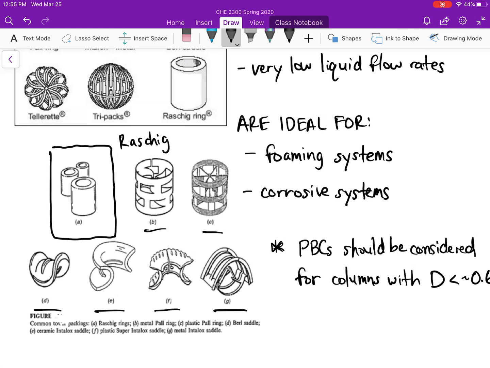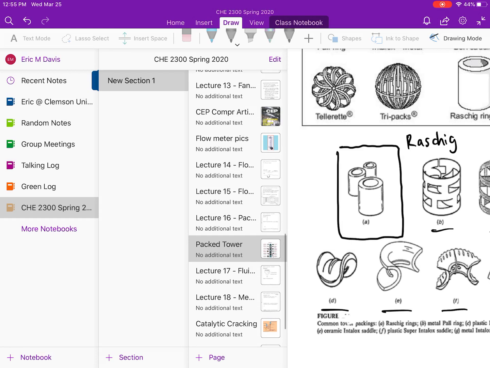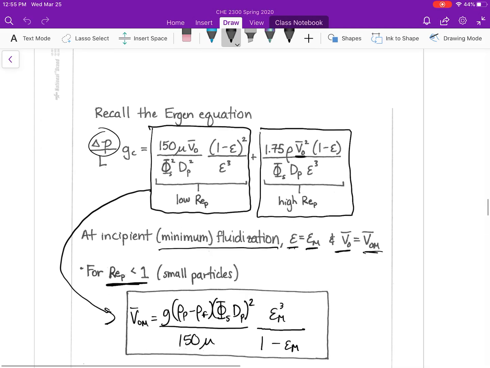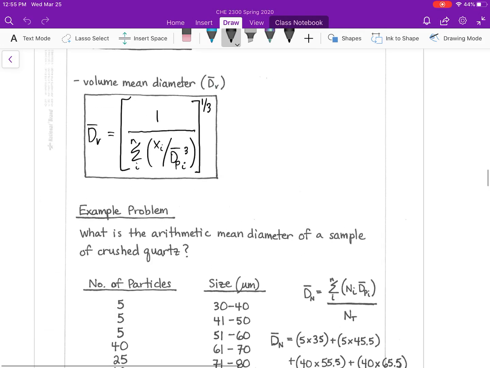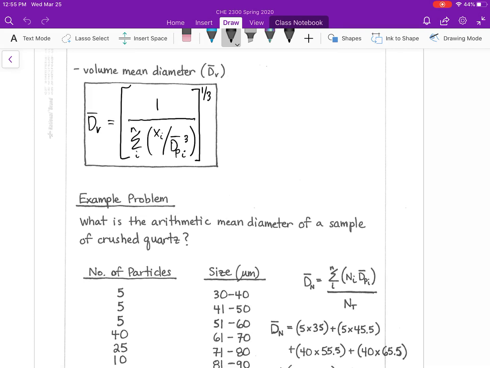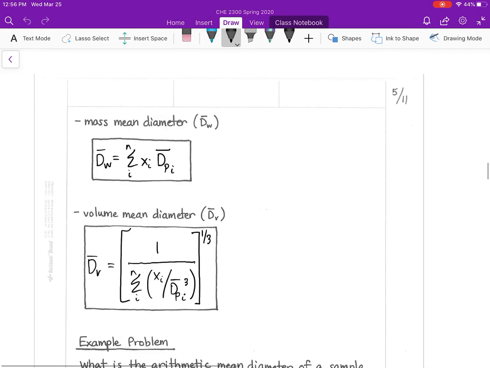Okay, I believe that is all I want to say about packed beds at this time. And so with that, we will transition into fluidized beds.